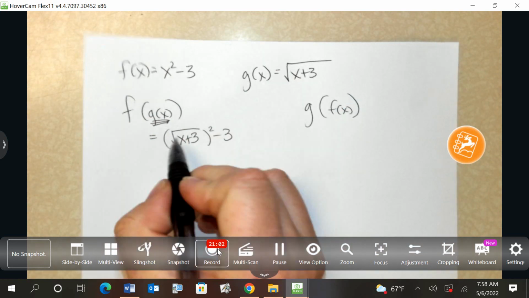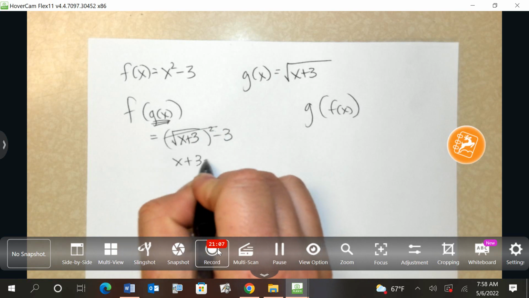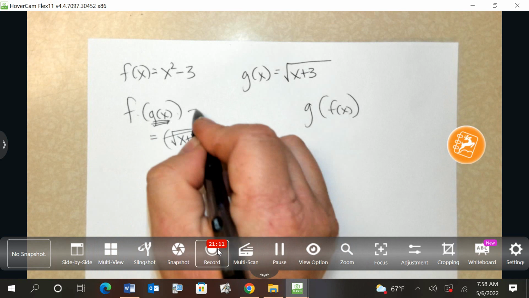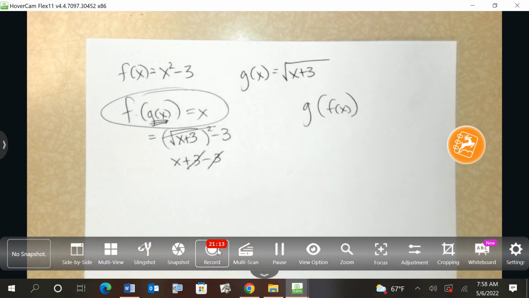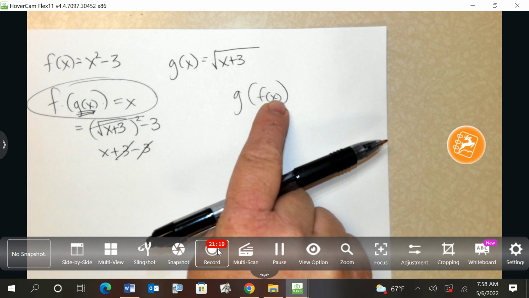Okay, let's go through the motions here. I know the square root and square are going to simplify to 1. I know positive 3 and negative 3 add to 0. So this quantity equals x. Awesome. If it doesn't, I stop, and I've just shown that they're not inverses. It has to work for both to prove algebraically that they are inverses of one another.